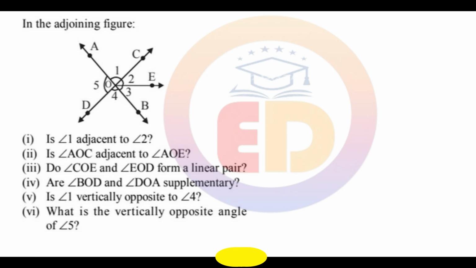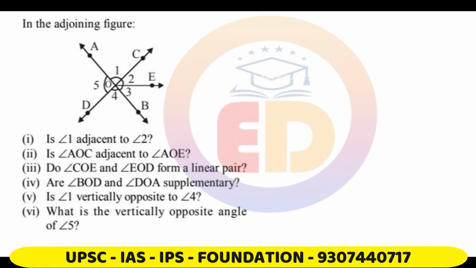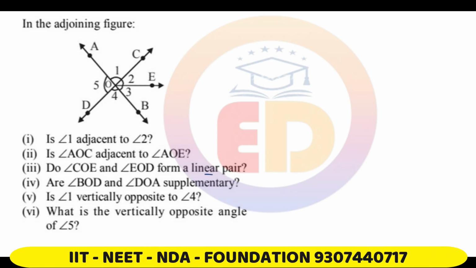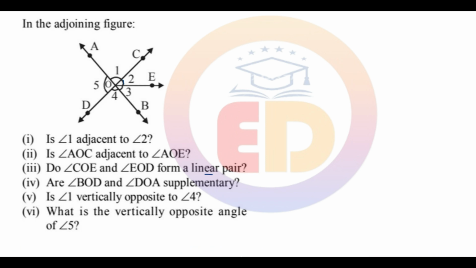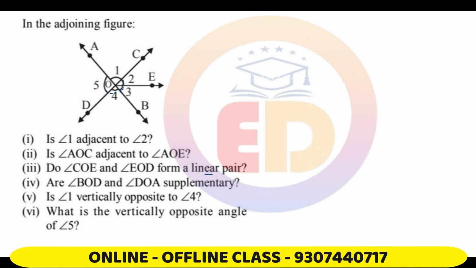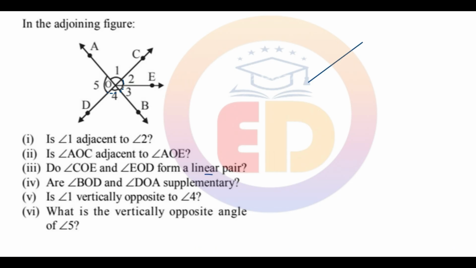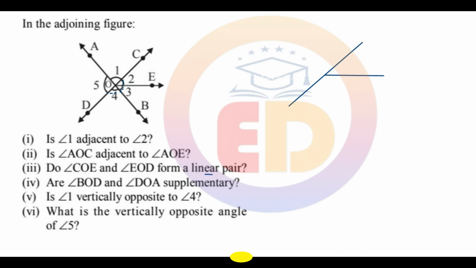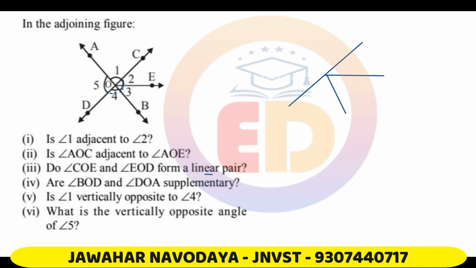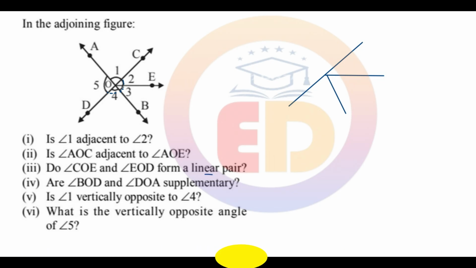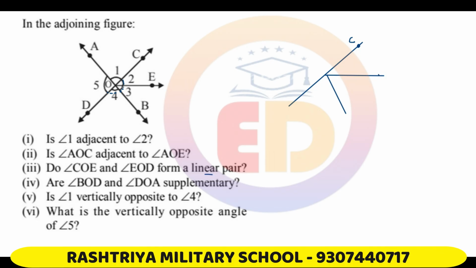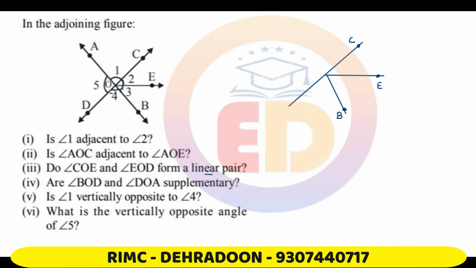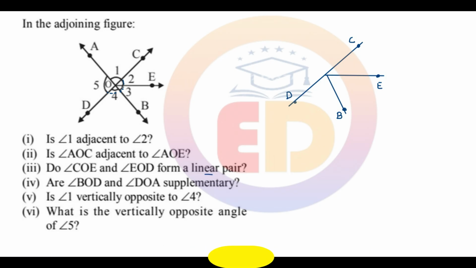Next question. Do angle COE and angle EOD form a linear pair? You can see angle COE is angle 2. Angle EOD is the sum of angle 3 and angle 4. You can look at the diagram. Understand this better. Let's take it out separately. This is the point C, E, B, and D.